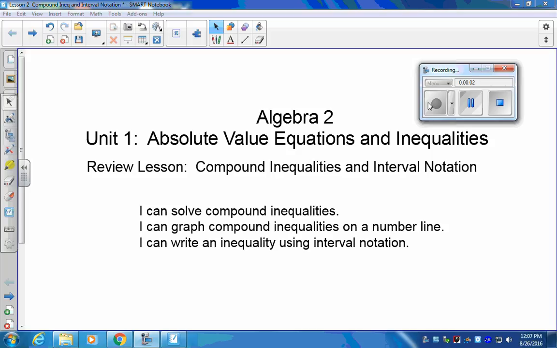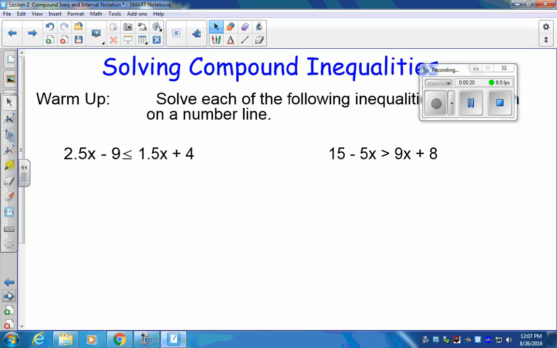All right, this is Unit 1, Lesson 2, Absolute Value Equations and Inequalities. Today we'll be reviewing how to solve compound inequalities and once again reviewing our interval notation. By the end of today's lesson, you should be able to solve compound inequalities, graph compound inequalities on a number line, and write an inequality using interval notation.